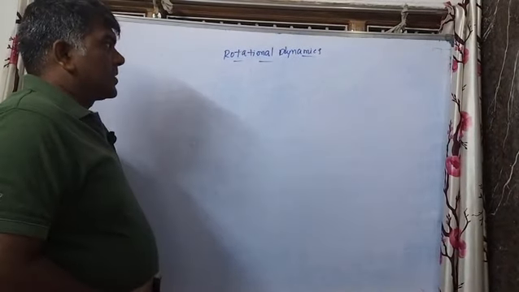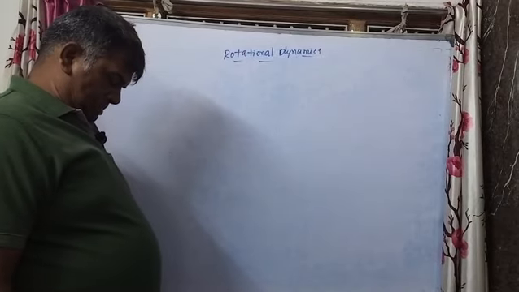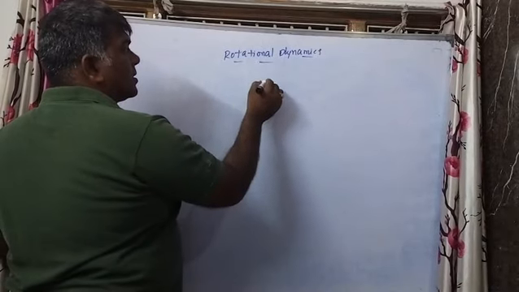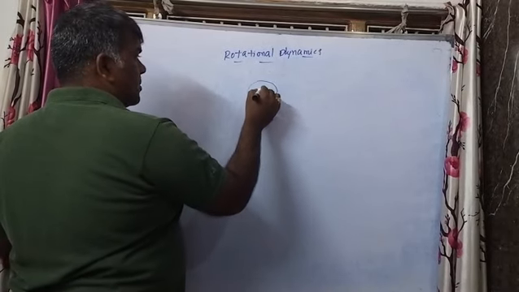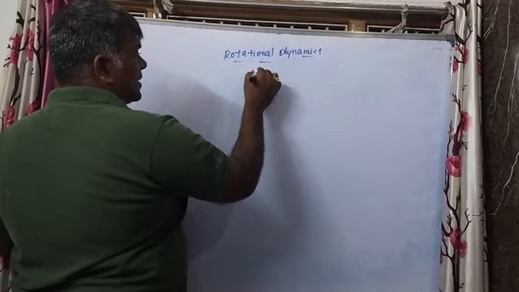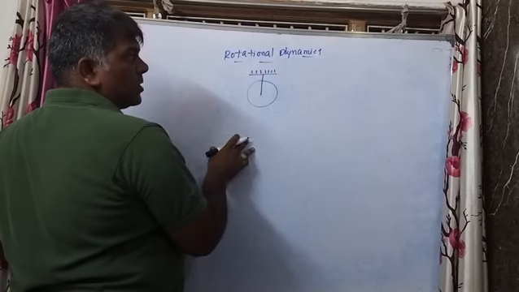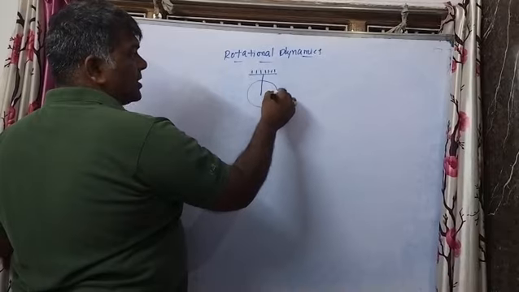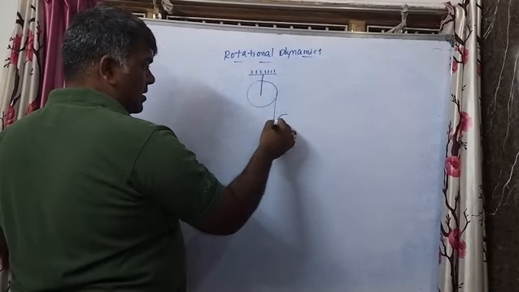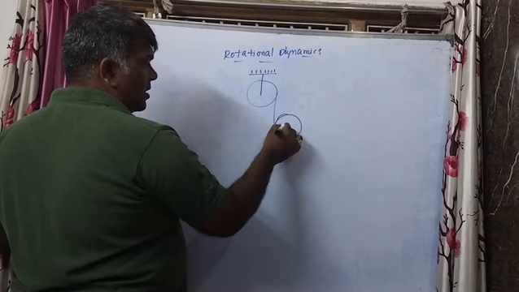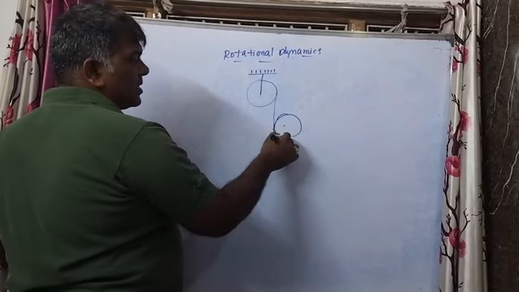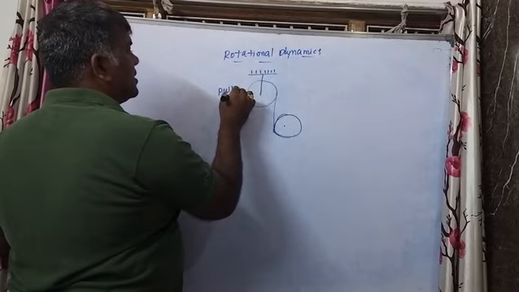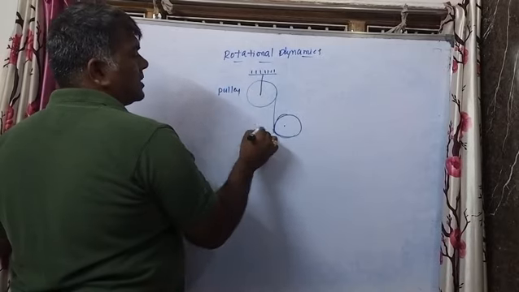Yes, today we are discussing rotational dynamics. In this concept, this is a pulley, and the pulley is suspended by a fixed support and wound with some string, and it is connected to the cylinder. The cylinder is also unwound by using this string with respect to this pulley. This is the pulley, and this is the cylinder.